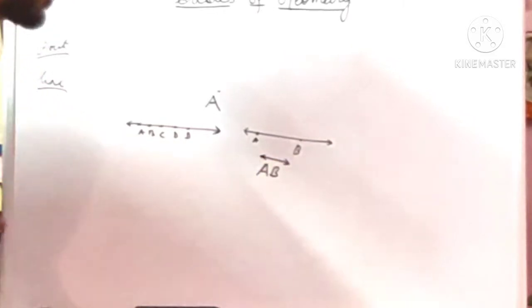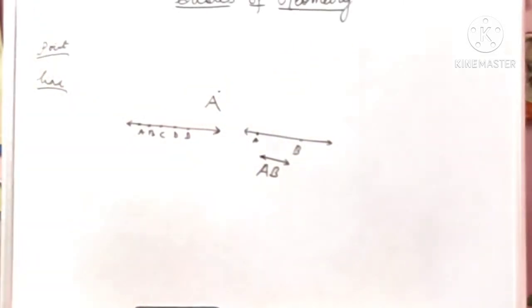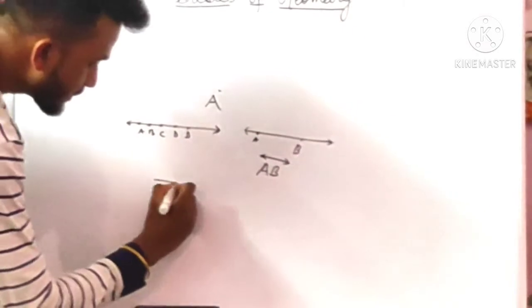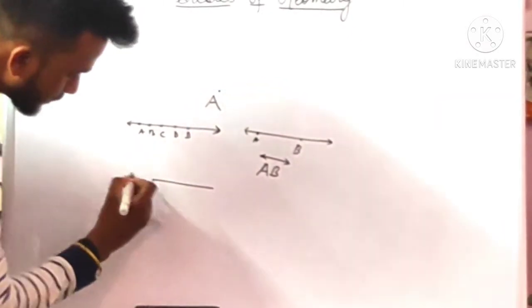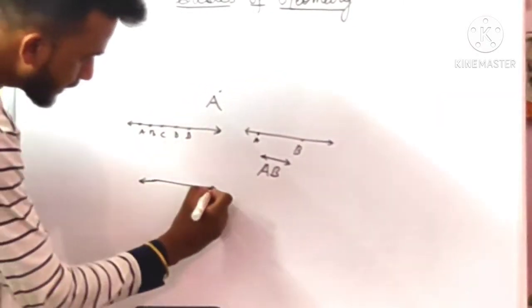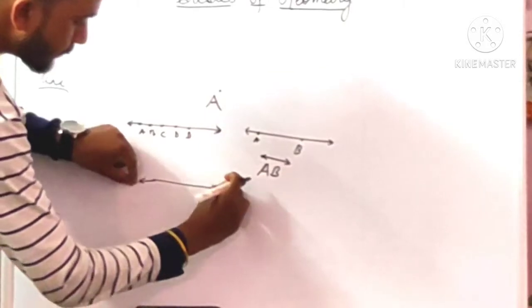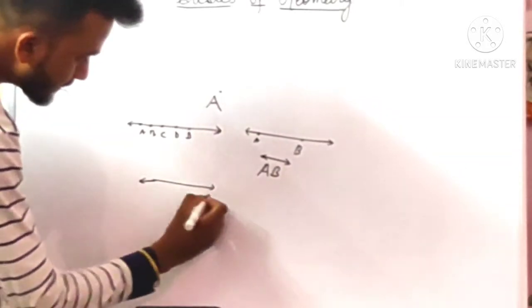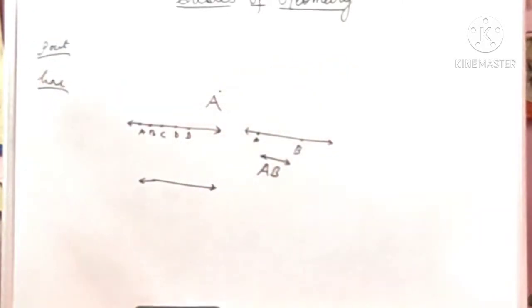Now if I give you a physical example, suppose you hold a rubber thread. If you stretch the rubber thread at both ends, it will start extending in both directions. Suppose this is a rubber thread, you are trying to stretch in this direction and in this direction also. It will start stretching this way. So this is a physical example of a line.